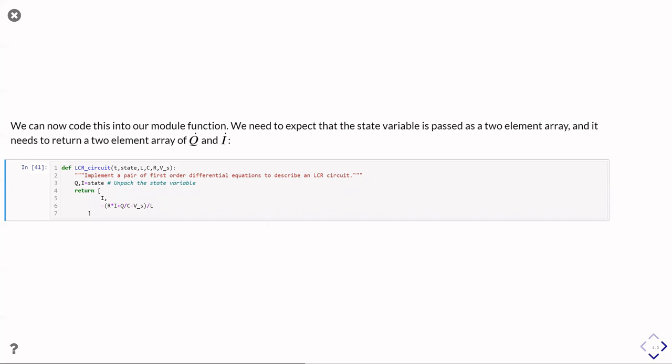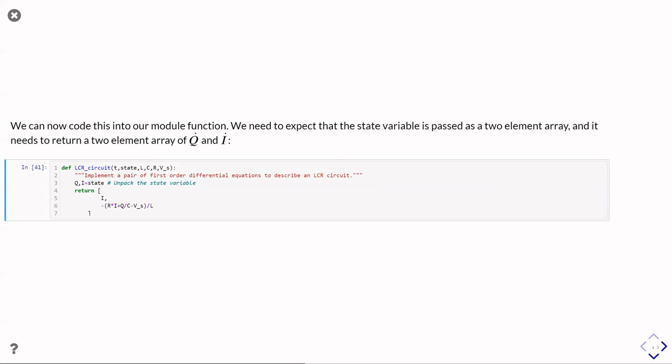So our model function looks like this. So it takes time as the first parameter. Takes the state variables. To make it a bit less confusing, I've now called that state variable state. And then it takes the other parameters, which are the inductance, capacitance, the resistance, and the supply voltage. And so what we do first of all is we unpack that state variable. That state variable has got two rows in it. The first row is the values of charge, and the second row is the values of current.